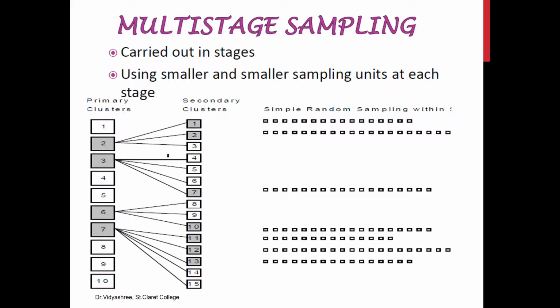So let's move on with the next type, that is multi-stage cluster sampling. Multi-stage cluster sampling is nothing but, you can observe the picture over here. So there are 10 populations. They are called primary clusters. As I told you, in the cluster, naturally the clusters would be formed.